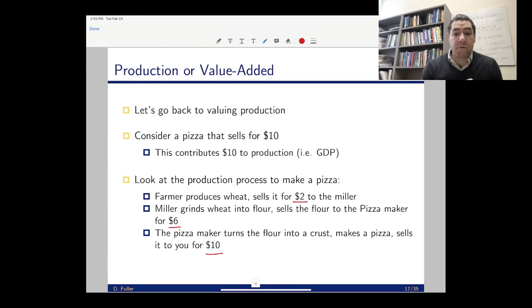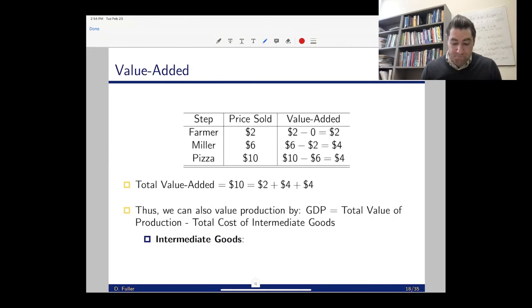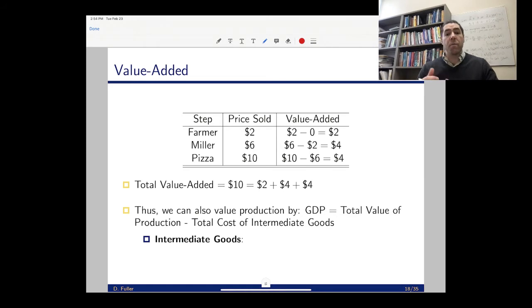So notice a bunch of things were produced in our economy, right? And all we're counting is the $10 for the pizza. Why? Well, the $10 already incorporates the value of the goods that went into it, at their market prices. And one way we can keep track of this is to use this value added method. So at each step in the production process, I'm only going to calculate the additional value that was added, meaning the value of my good minus the cost that I used to produce it.